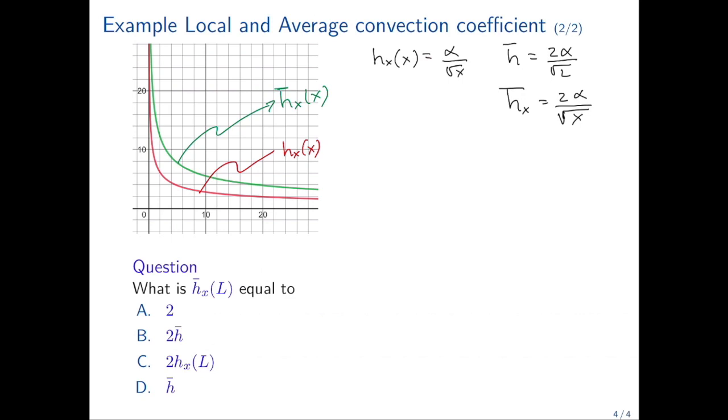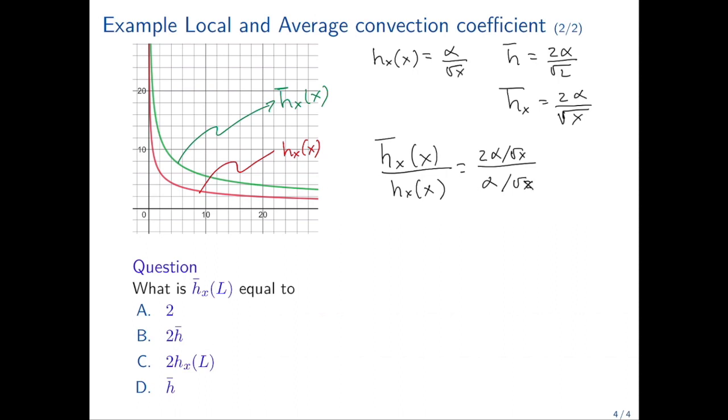So this average, remember that the average is defined as a function of x and is the integral from 0 to x. And the last question of the problem is, what is the ratio in between that average and the local coefficient? So what is the ratio in between the green and the red? So the average of x divided by h of x. So if we replace, this is equal to 2 alpha divided by the square root of x, and h of x is alpha divided by the square root of x.